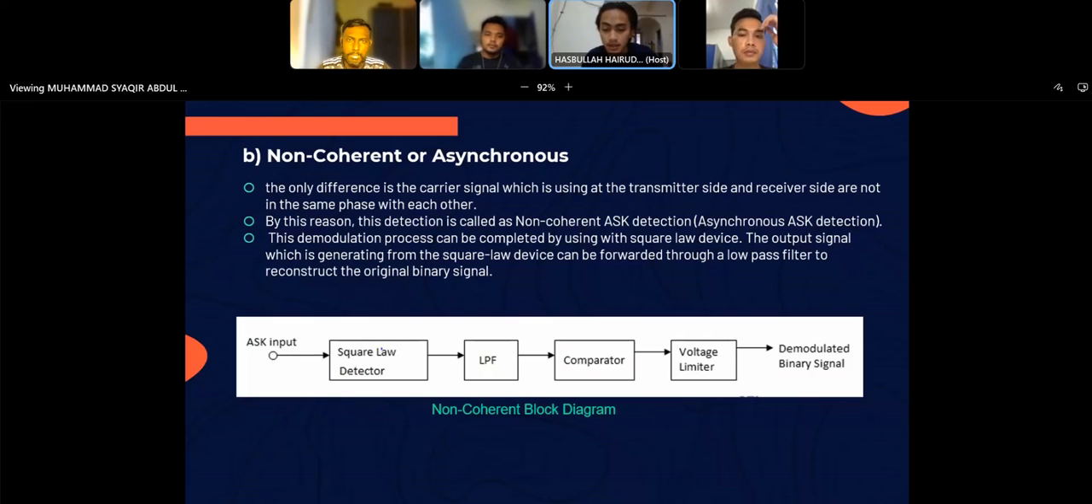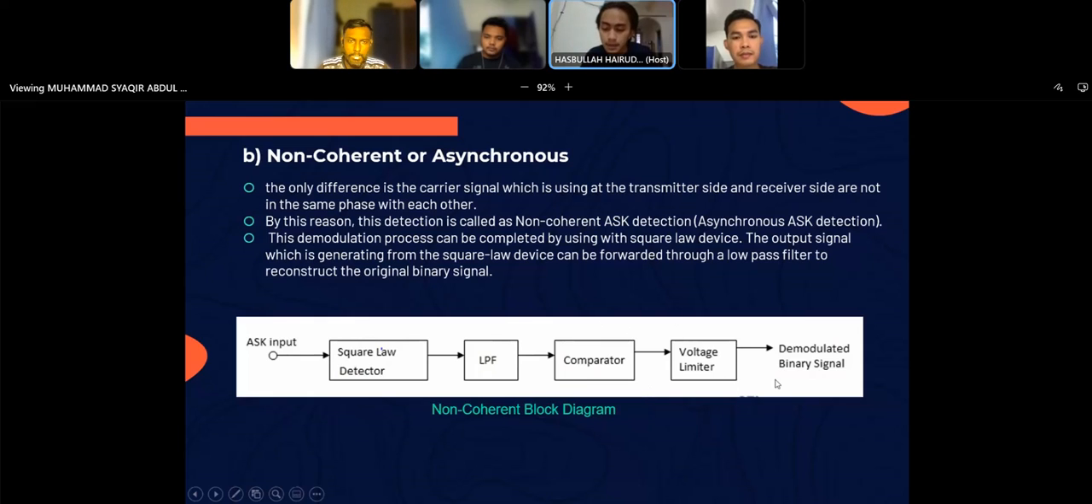As we can see, the ASK modulated waveform will go through a square law detector. The square law detector makes the output voltage proportional to the square of the amplitude modulated input voltage. So it basically reconstructs the original binary signal. Next, same as the coherent ASK demodulator, the signal will go through the low pass filter to help minimize the high frequency. Lastly, the comparator and voltage limiter help to get a clean digital output.